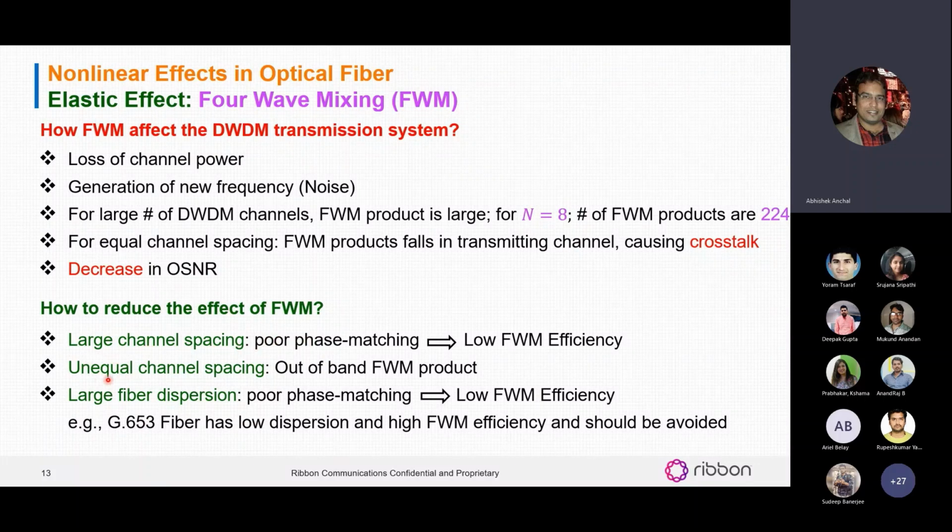Another way to go is, if it is possible, to create unequal channel spacing. That also can reduce the effect of four-wave mixing. Still, it creates the four-wave mixing product, but it doesn't cause crosstalk.